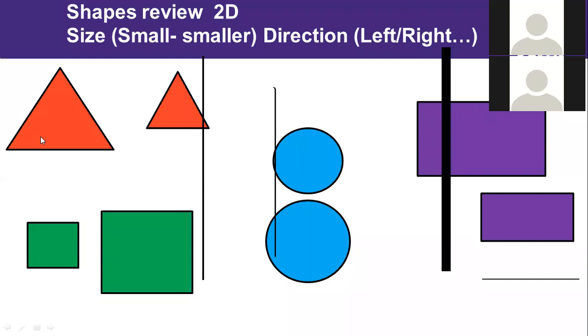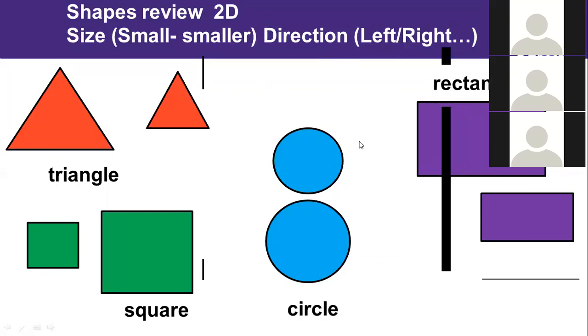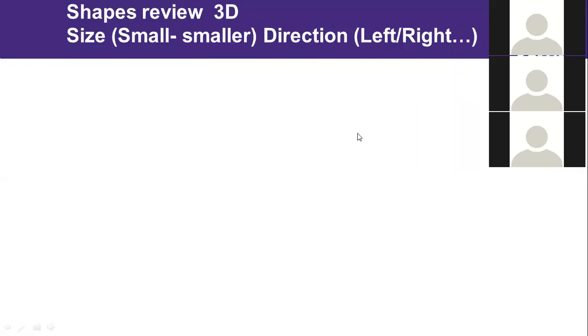So this morning we can actually talk about more things about our 2D shapes. We can see the different sizes, and we can also see the different positions or directions, either to the left or to the right, or above or below. Good, well done. Now let's look at the next slide. So those are the names of the shapes.